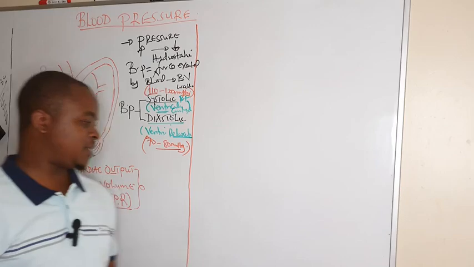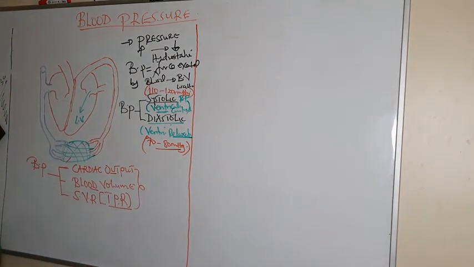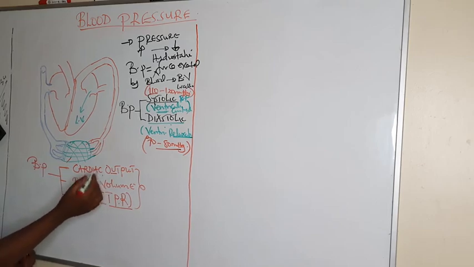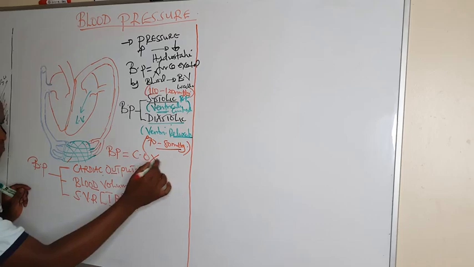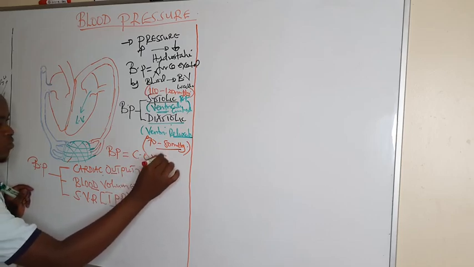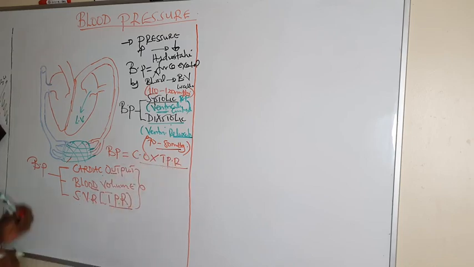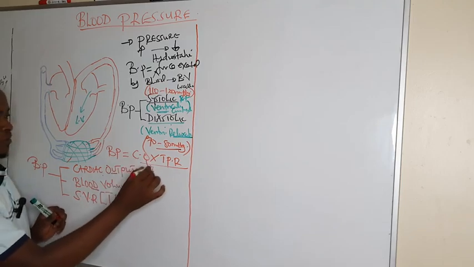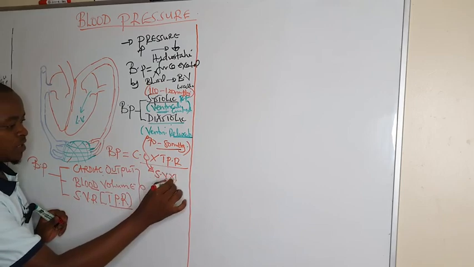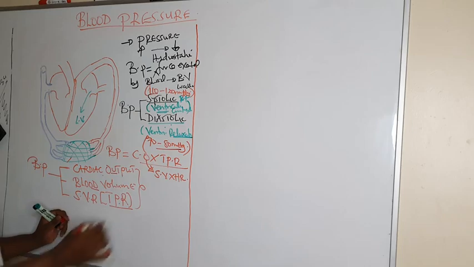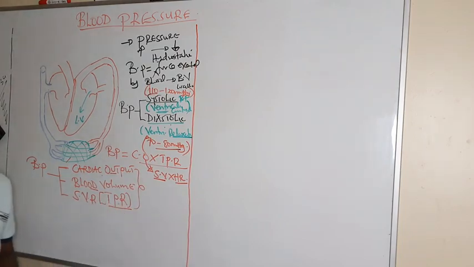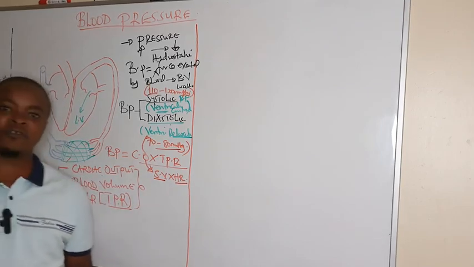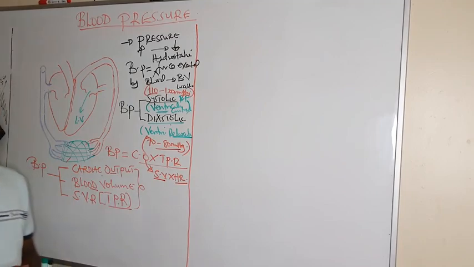And we are going to see how these come about to control or determine the blood pressure of an individual. We're going to start with cardiac output, because we know that blood pressure is equal to cardiac output times total peripheral resistance, whereby cardiac output is equal to stroke volume times heart rate. So we are going to see the relationship between stroke volume and heart rate, whereby the stroke volume is the fraction of blood ejected from the left ventricle in one beat or one cycle.